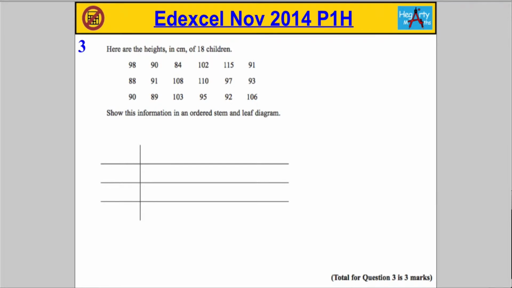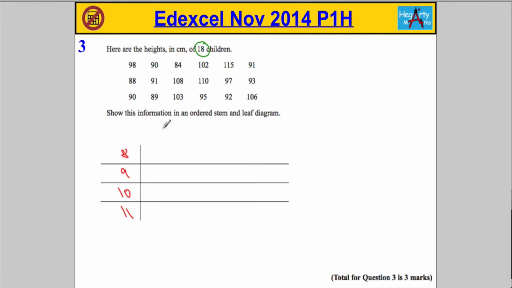Okay, so question 3 is a standard stem and leaf diagram question. We're told that we have the heights in centimeters of 18 children, and they are as follows, and we're asked to show this information in an ordered stem and leaf diagram. So just browsing through the numbers here, I see that we've got 80s, we've got 90s, hundreds, and then 110 and above. So the stem is going to consist of an 8, 9, a 10, and an 11.